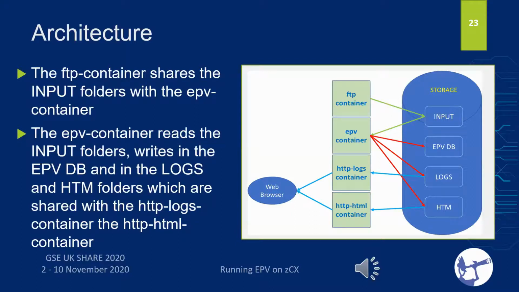On the EPV container, the EPV products create log files and the EPV focal point portal. These files are created in a folder that is shared with the HTTP logs container. In this way, when you connect to the HTTP logs container, you can browse EPV focal point and monitor the EPV activities. On the EPV container, the EPV products create the final reports in a folder, which is shared with the HTTP HTML container. In this way, you can access them through a web browser by connecting to the HTTP HTML container.